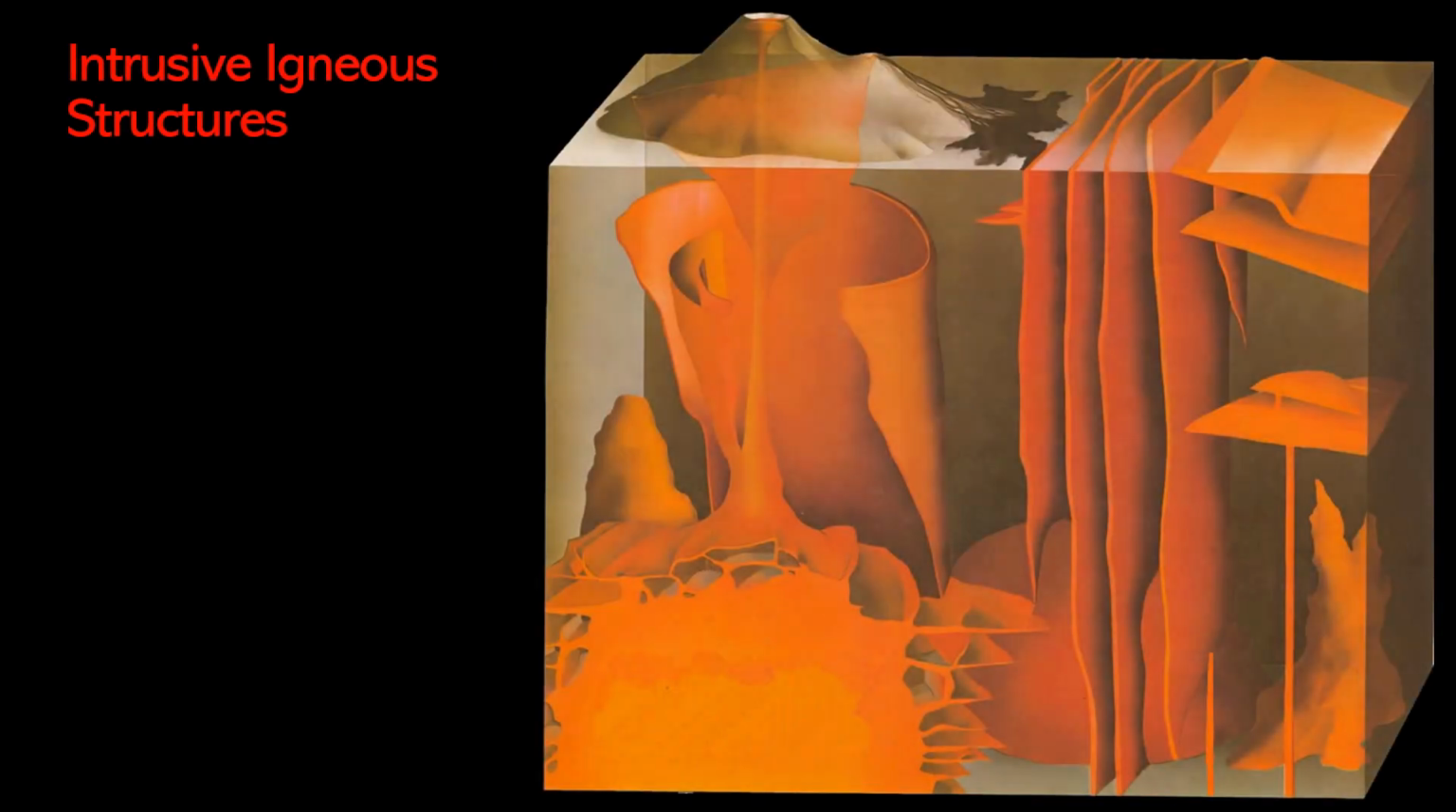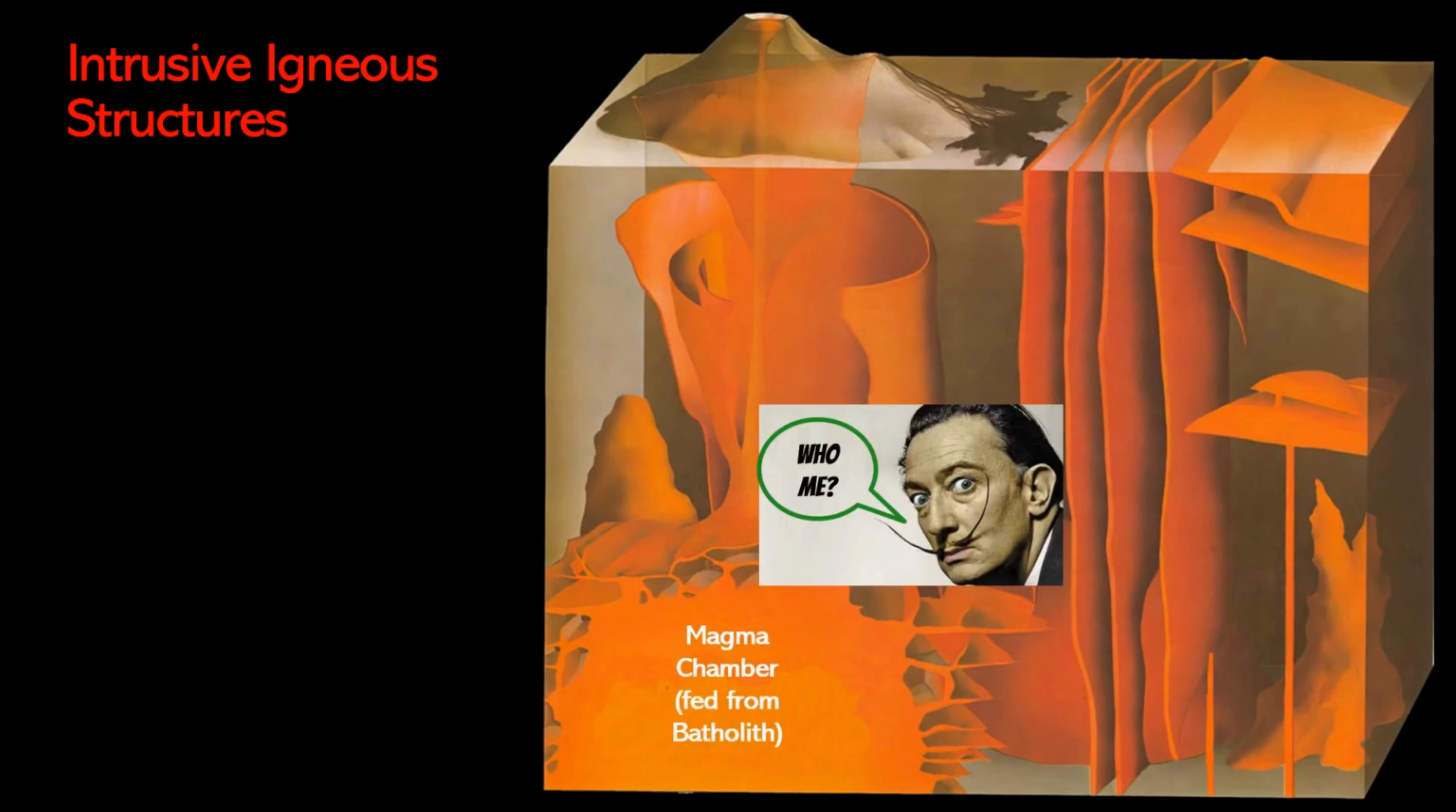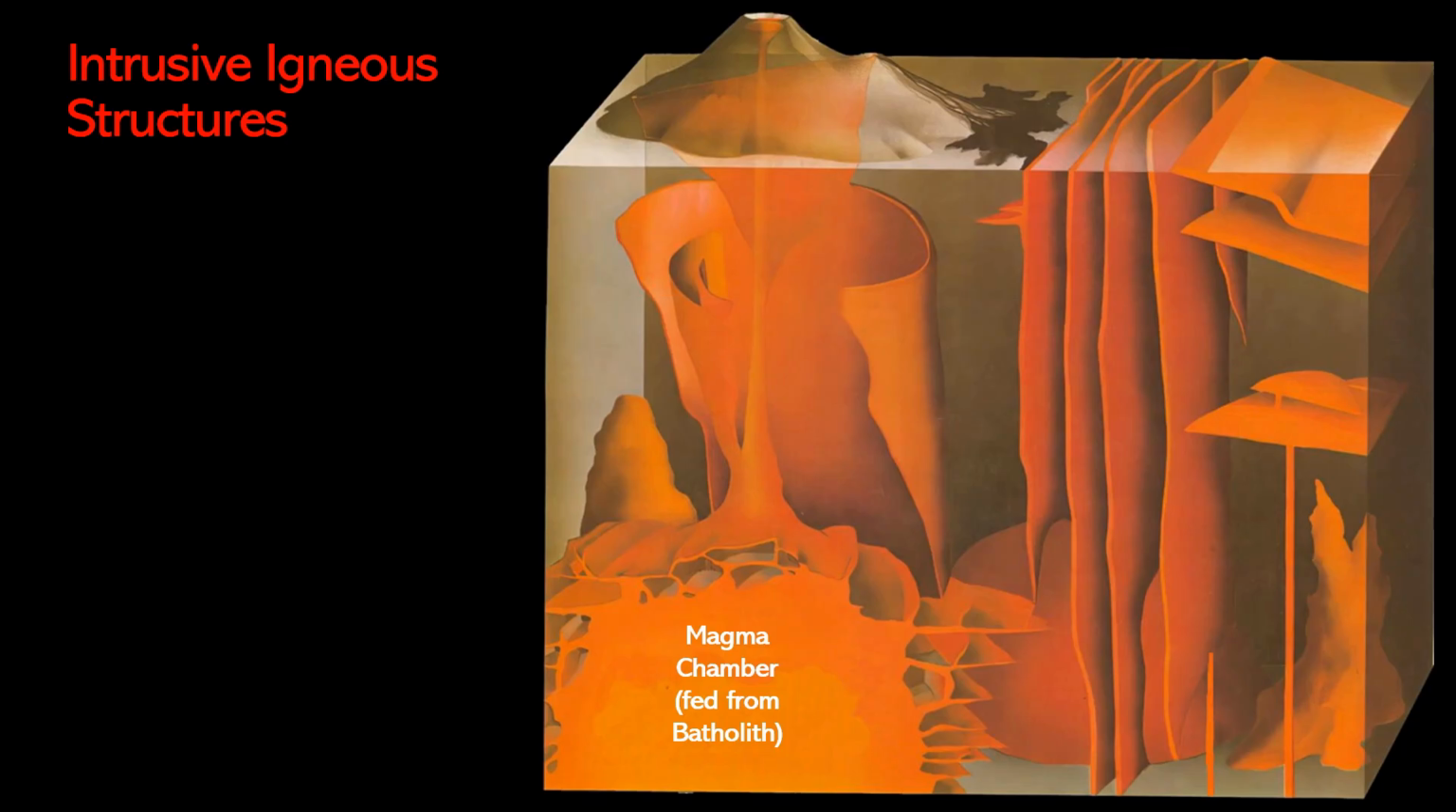Magmatic intrusions can form a variety of structures. This diagram, which looks to me like it was painted by Salvador Dali, shows a number of these with the surrounding country rocks stripped away so that you can get a better look at them.